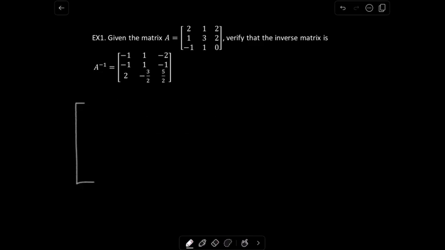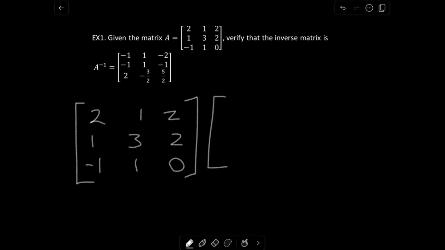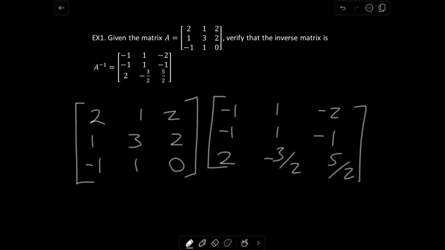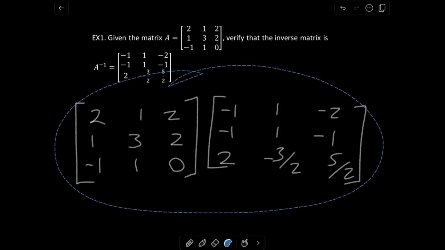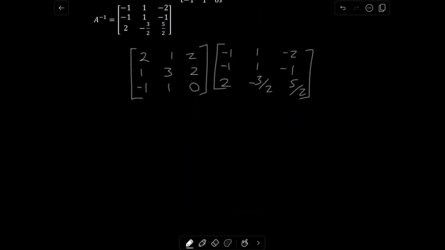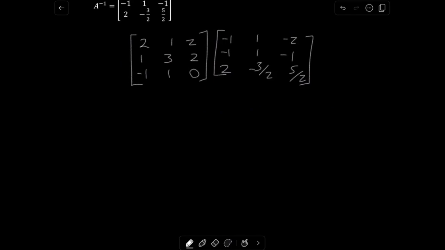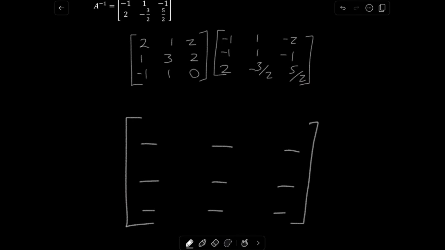So we're going to have my original matrix here, 2, 1, 2, 1, 3, 2, minus 1, 1, and 0. And then we're going to have the inverse: minus 1, 1, minus 2, minus 1, 1, minus 1. And let's complete it. There we go. Right, so let's do this multiplication. They are both 3 by 3, so we expect to get a 3 by 3 matrix, and we expect to get the identity matrix. So 1, 2, 3, and here are my entries.